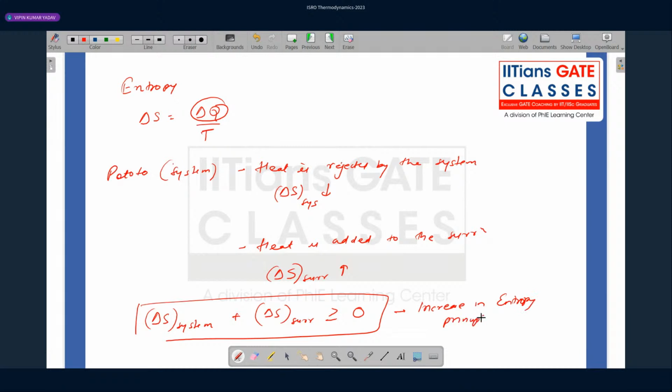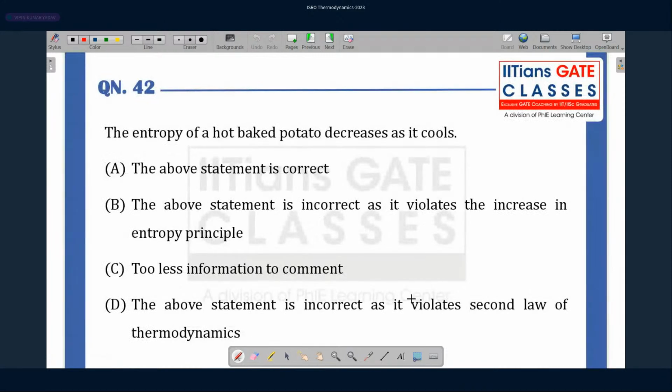So this is valid, right? And therefore this is not correct, it is valid. And the entropy of a hot baked potato decreases as it cools. So yes, that statement is correct. Neither is this correct, and also it is not violating any second law. Okay. So basically A is the correct answer. A is the correct answer.